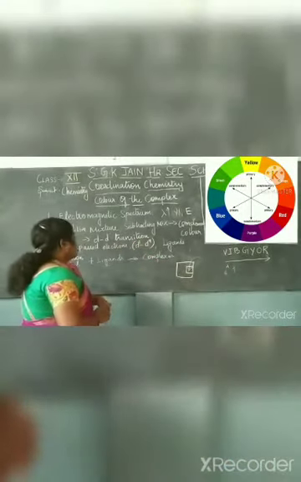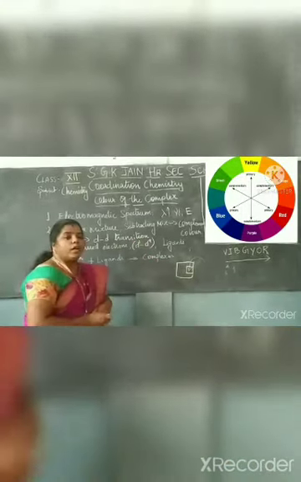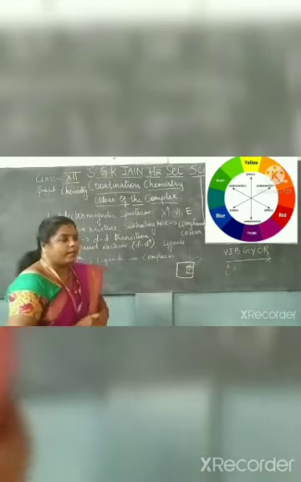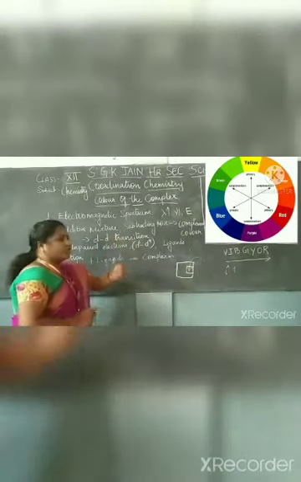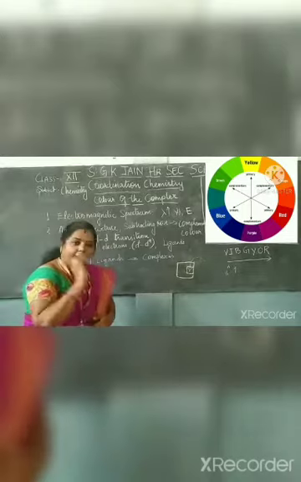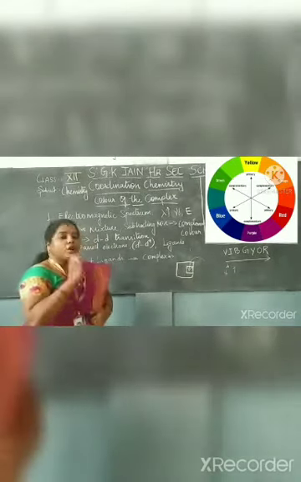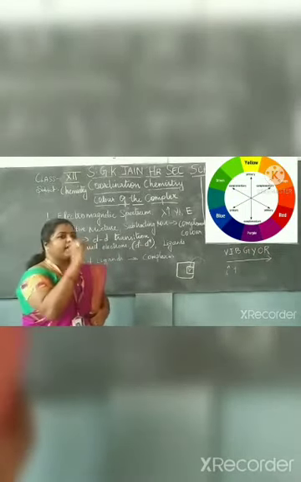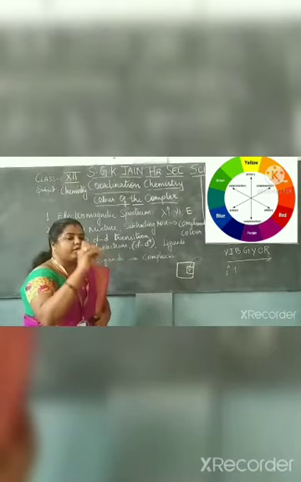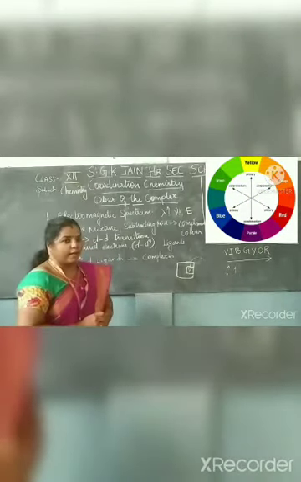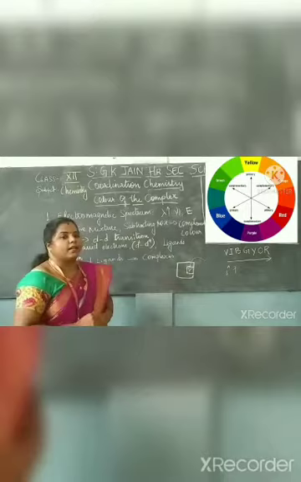And next one, how does the compound become colored? Based on the d-d transition. If the d-d transition takes place in the compound, the complex compound, then only the compound will be able to have such a colored appearance, or else it will be colorless.